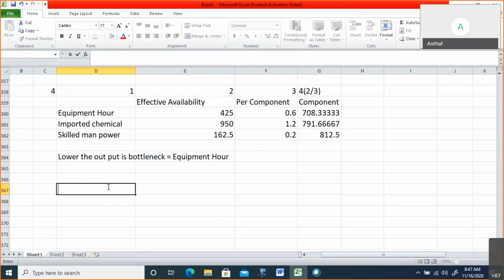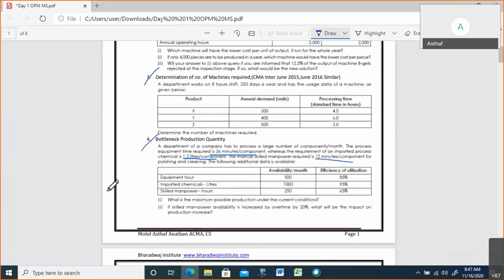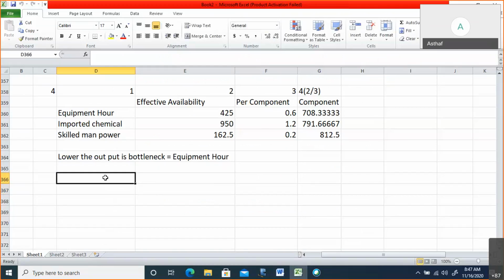How interesting. Hope you are clear. Next, my dears. If the skilled member increased by 20%, we can say there is no impact or change, as the key factor or bottleneck is what?